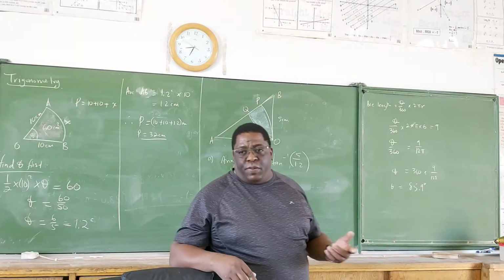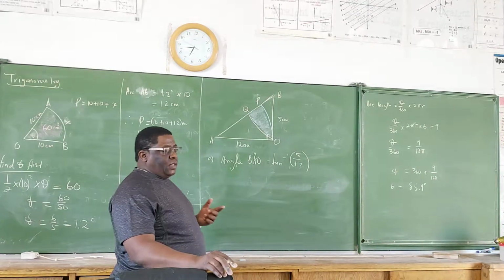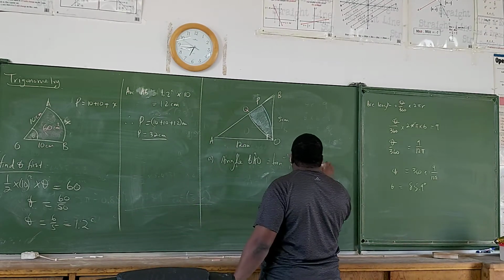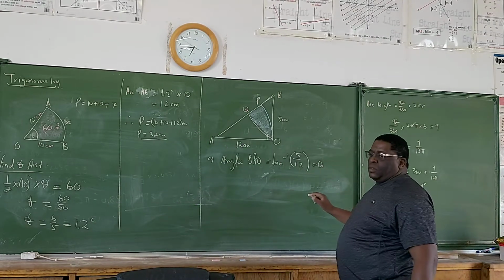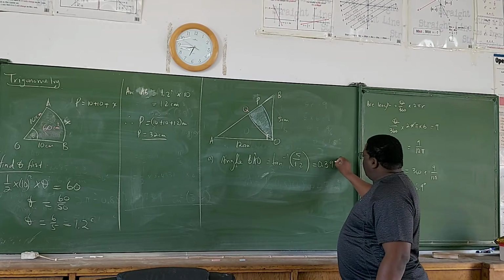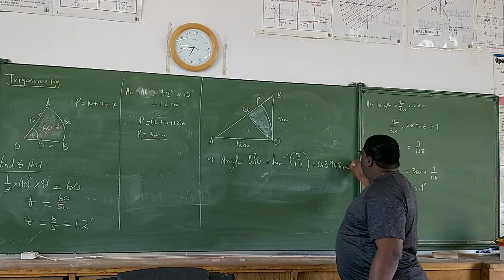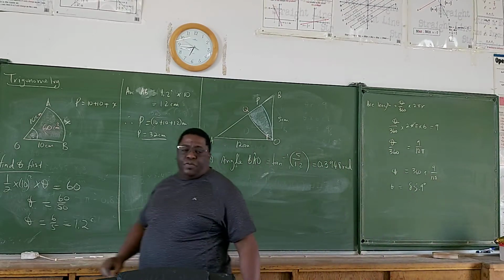Right. Is your calculator displaying radians? What is the answer here? Let me just write it here. 0.39, 48. Is that not what we were required to prove?